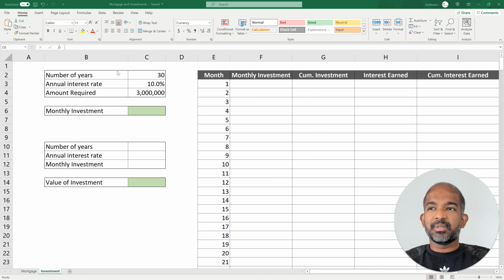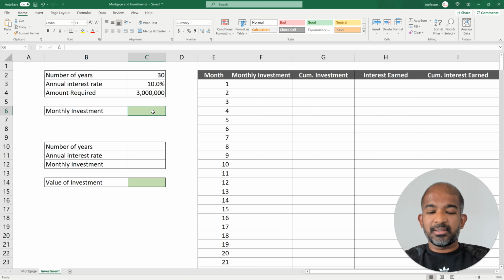Okay. To start with, let's consider an example where you want to save up for your retirement. Let's say you've got 30 years to go, and let's assume that you can potentially grow your investments at 10% every year. And to have a nice retirement, you probably are looking at $3 million at the time of your retirement. Now you've got 30 years to go and you want to calculate what's your monthly investment in order to reach that figure of 3 million down the line.